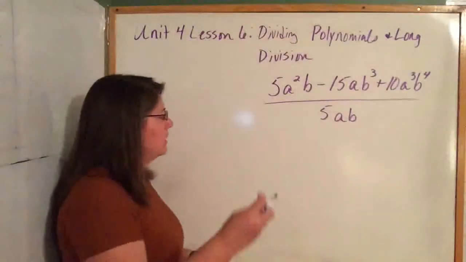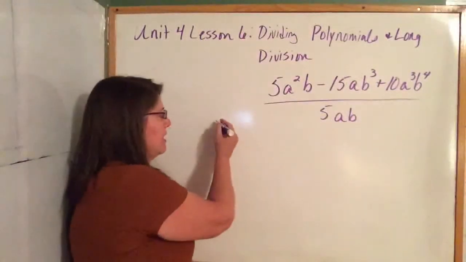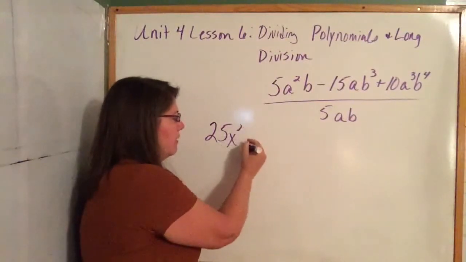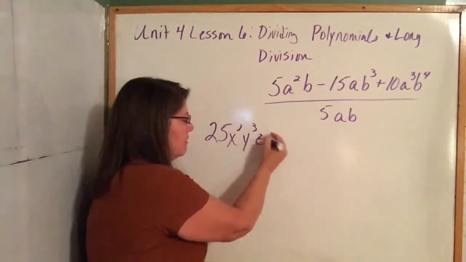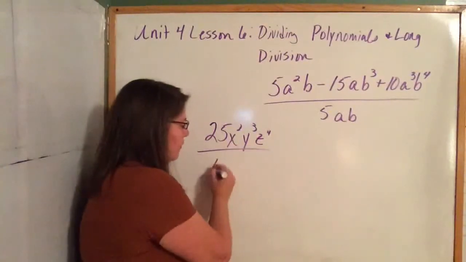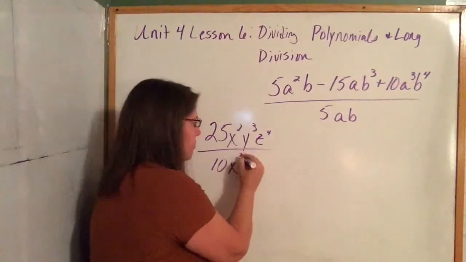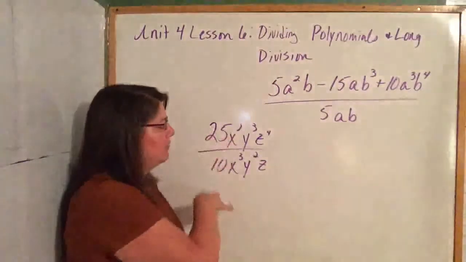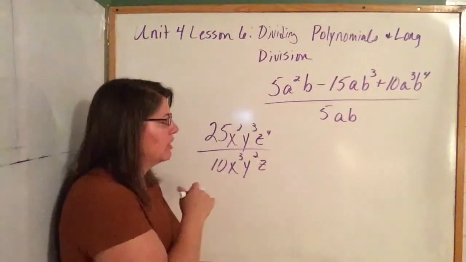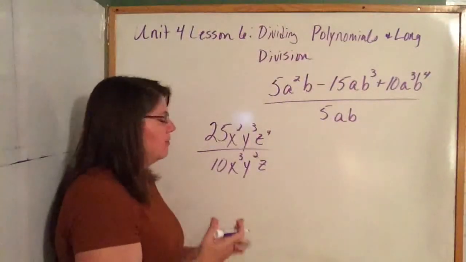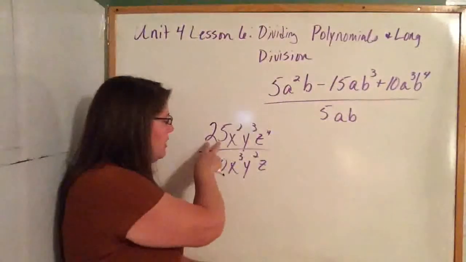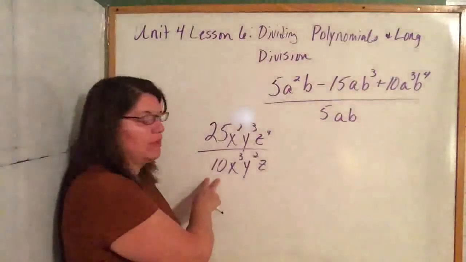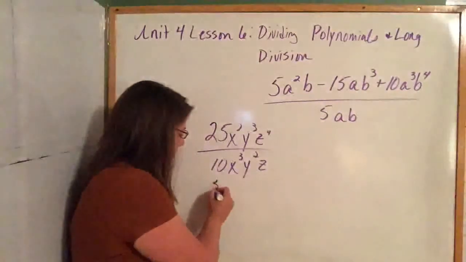We learned in the last lesson that if you have something like 25x squared y cubed z to the fourth over 10x cubed y to the second z, we're going to simplify it by division. Basically, you take the 25 over 10 and simplify that fraction. 5 goes into both of those, so that would be 5 halves.